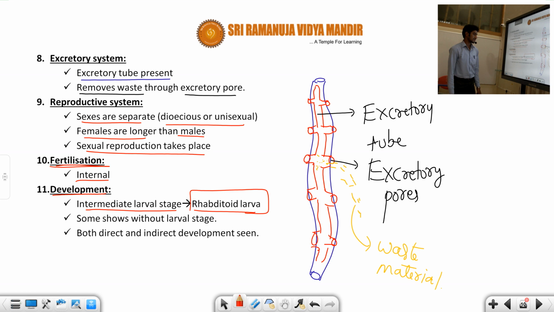Some organisms show no larval stage, that is, they directly resemble the adult one. So the development we can observe here is both direct development and indirect development in the Aschelminthes. This is a very important point, student. There are two types of development we can observe. There is indirect development, with a larval stage called the rhabditoid larva, and some organisms do not show any larval stage, which is called direct development. It resembles the adult form directly.